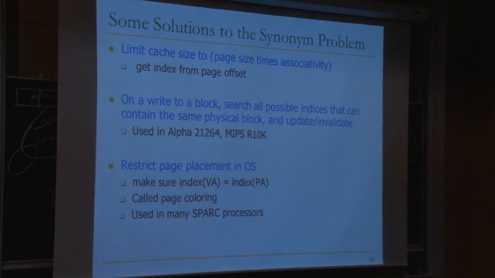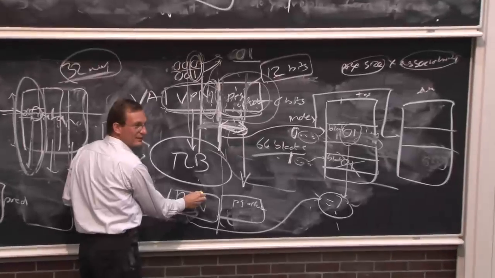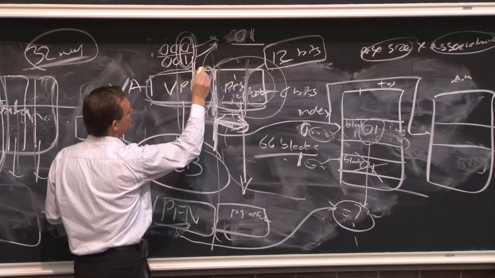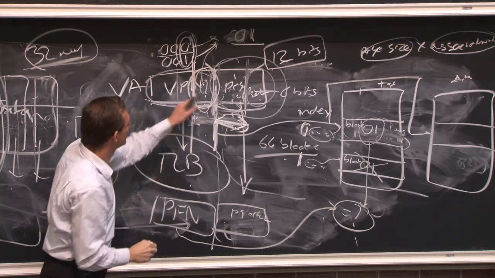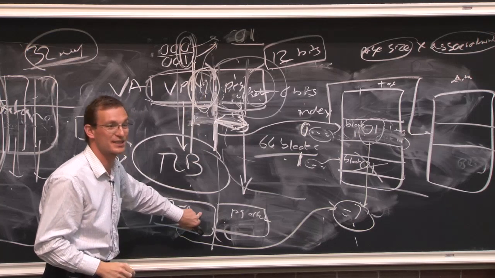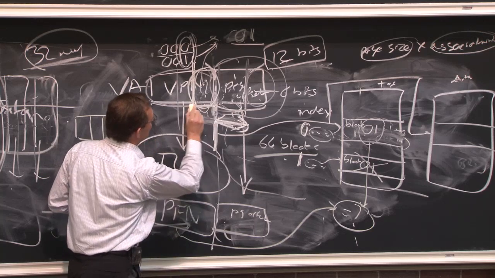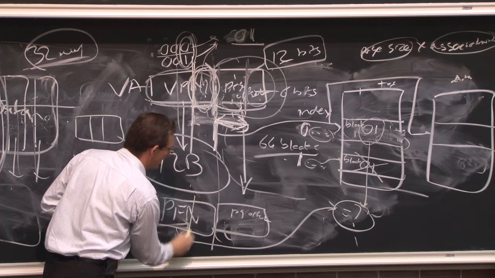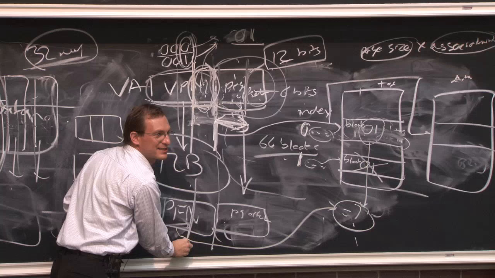The other idea is you can restrict the page placement in the operating system. So when you actually do this translation, you can tell the operating system that you're using these bits from the virtual page number as part of your cache index. Operating system, keep these bits the same in the physical frame number. So ensure that the index bits coming from the virtual page number do not change during translation. Does that make sense? This is called page coloring.